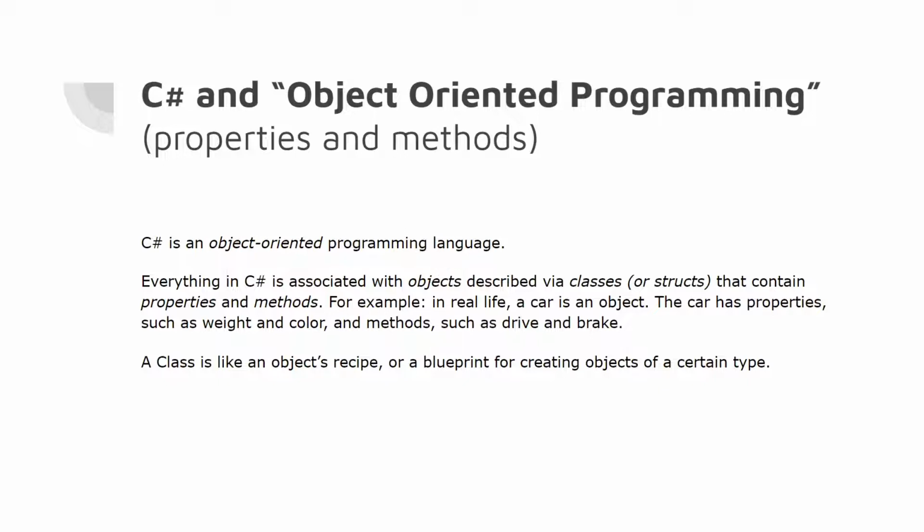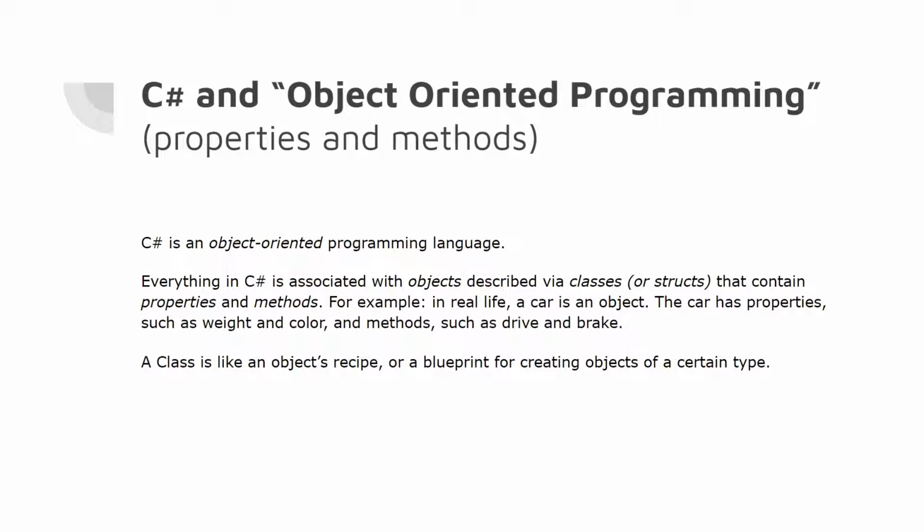Everything in C#, and this is a generalization. I'm not going to appear before Congress to swear to this in all circumstances, but for all practical purposes, everything in C# should be or is associated with objects that are described via classes or structures, or structs. We're not going to use structs much, but I feel like I have to mention them, or else part of me feels like I'm not being honest. Normally we're going to be using classes.